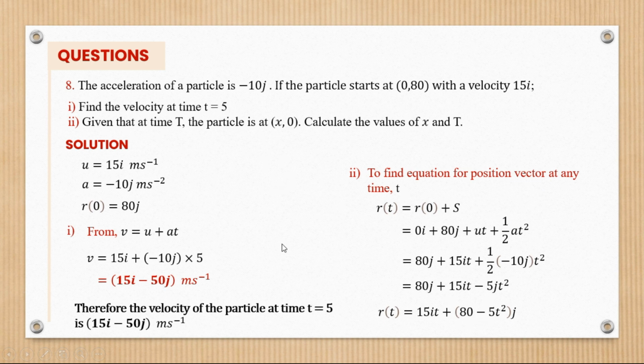Now the reason we have this is because we're being told that at a certain time capital T, the particle is at (x, 0). Calculate the values of x and T. So now let's look at it from that time, capital T. First of all, we know the position vector at that time capital T, so r(T) shall be equal to xi plus 0j. Those are the coordinates that were given. So we're given (x, 0).